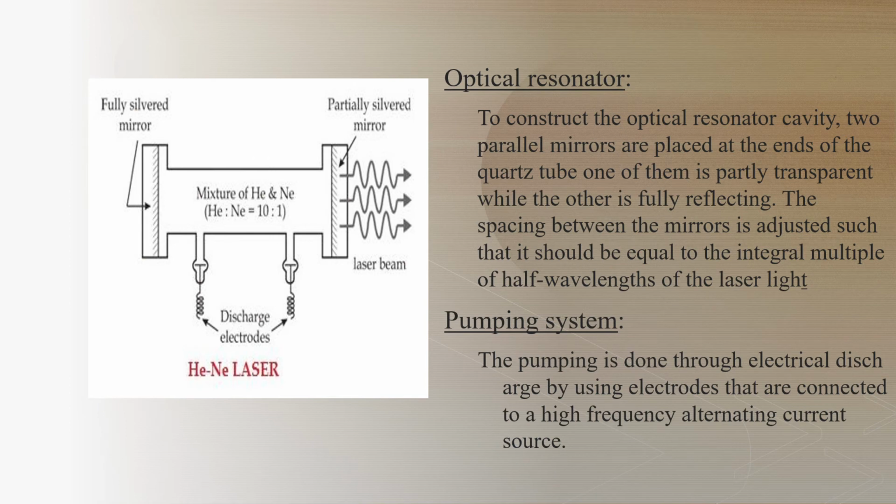Optical resonator. To construct the optical resonator cavity, two parallel mirrors are placed at the ends of the quartz tube. One of them is partially transparent while the other is fully reflecting. The spacing between the mirrors is adjusted such that it should be equal to the integral multiple of half waves of the laser light. Pumping system. The pumping is done through electrical discharge by using electrodes that are connected to a high frequency alternating current source.